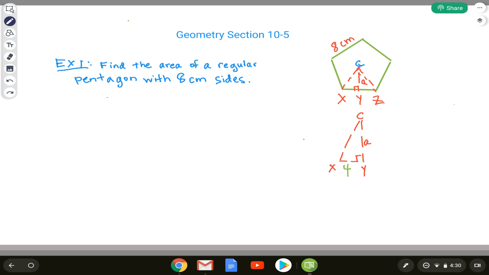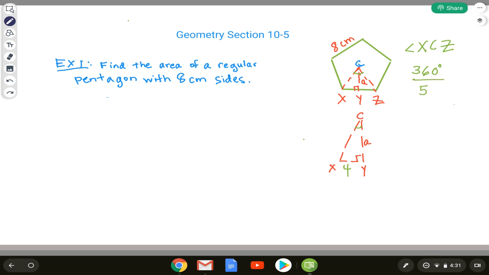The next thing we need to know is what the measure of that angle XCZ is. That's the angle that's made with the center C. It's not the small angle in the triangle here. It's the larger angle in the triangle above. With any regular polygon, we can find the central angle, as it's called, by taking 360, which would be all the way around a circle, 360 degrees, and dividing it by the number of sides. So this would be divided by 5.